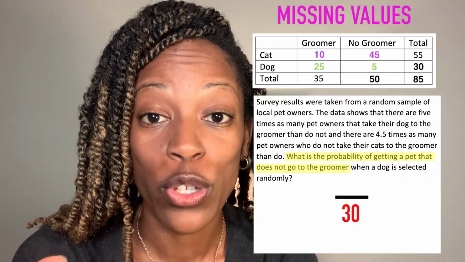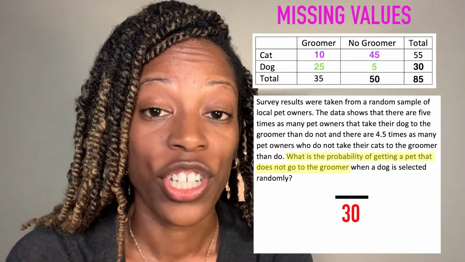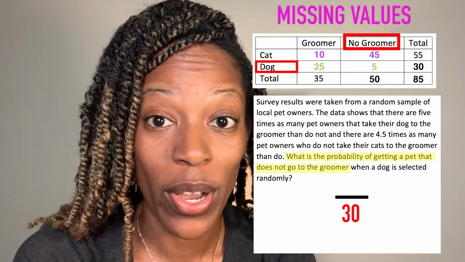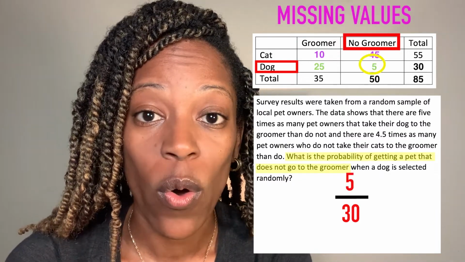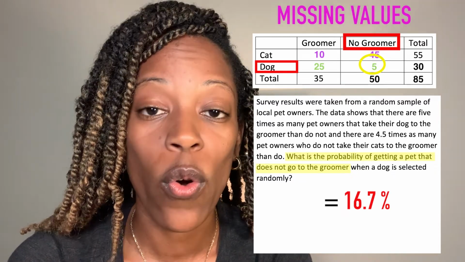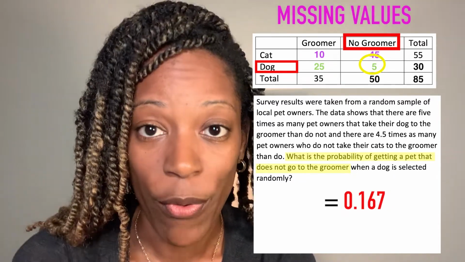Now let's find our numerator from the other part of the sentence: does not go to groomer. So find the intersection for dog and no groomer. 5 is our numerator. The probability is 5 over 30 or 16.7% or 0.167. I round it.